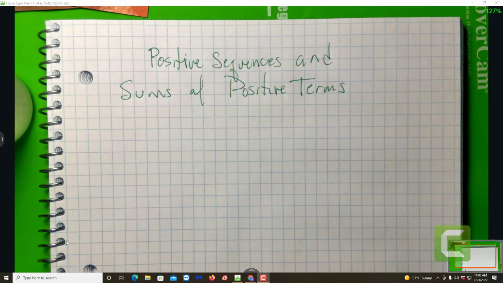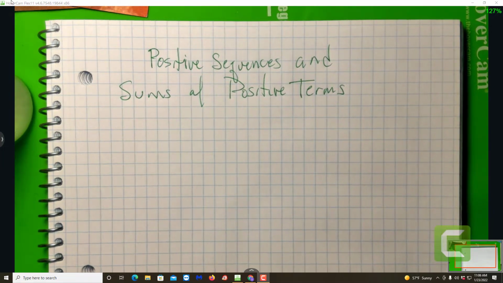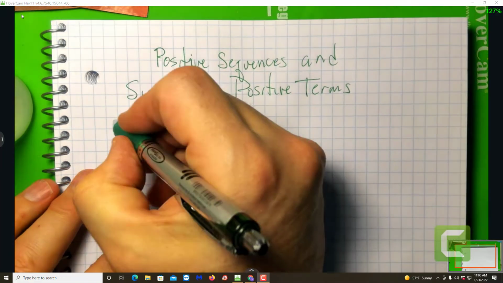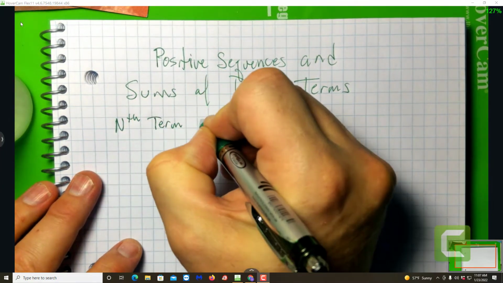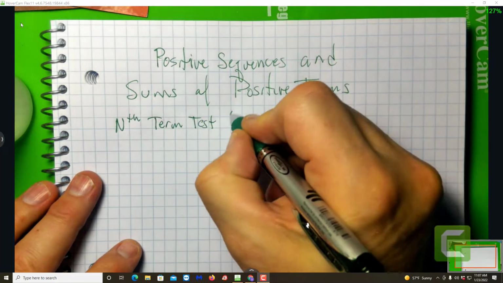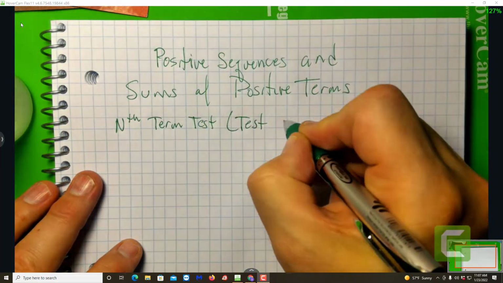Okay. Now, the first test that we're going to talk about, they've changed its name. When I was a kid, they called it something else. The first test that we're going to talk about is the Nth Term Test. Today, they're calling it the test for divergence.